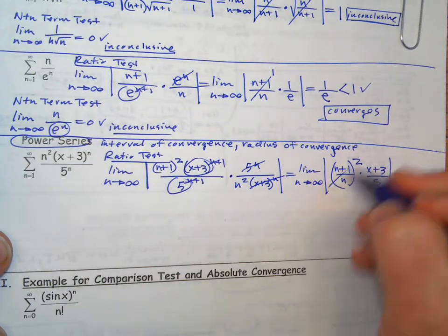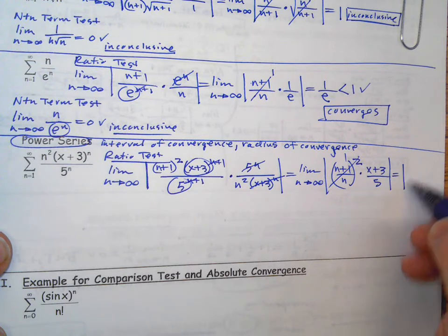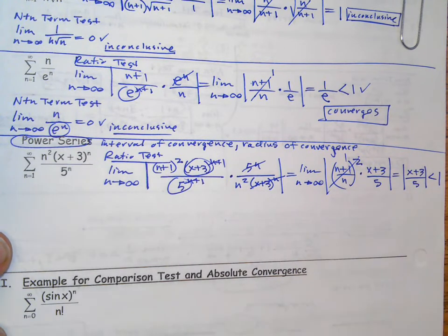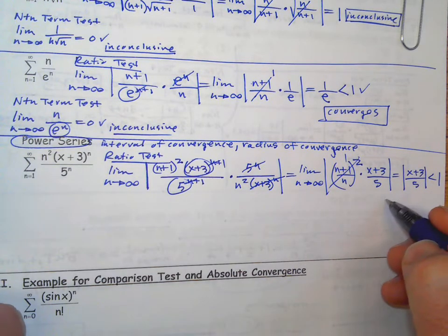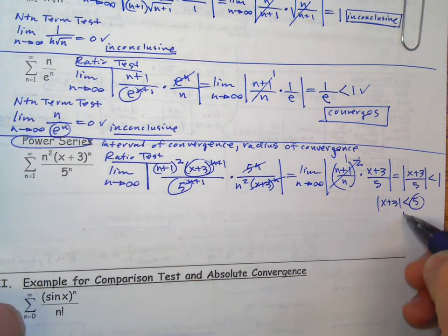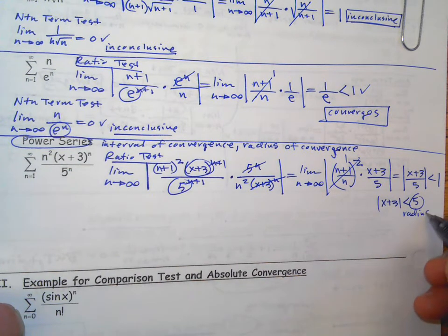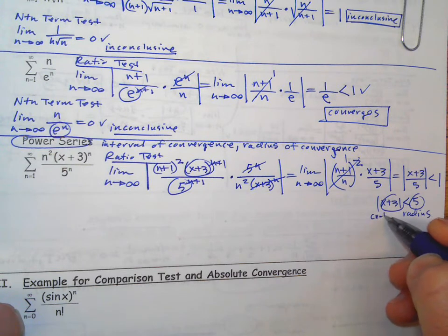Now, this is going to go to 1. So we're going to get the absolute value of x plus 3 over 5 needs to be less than 1. So that's how we're going to find our interval of convergence. Now, if you want the radius of convergence, or even if you just want to solve this, you can multiply both sides by 5. That's your radius of convergence. And your center is the thing that makes this 0. It's centered at x equals negative 3.